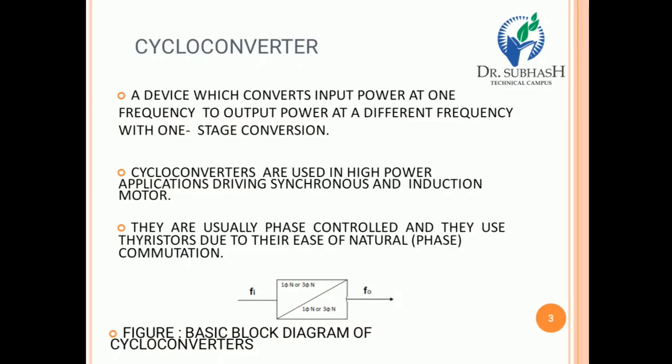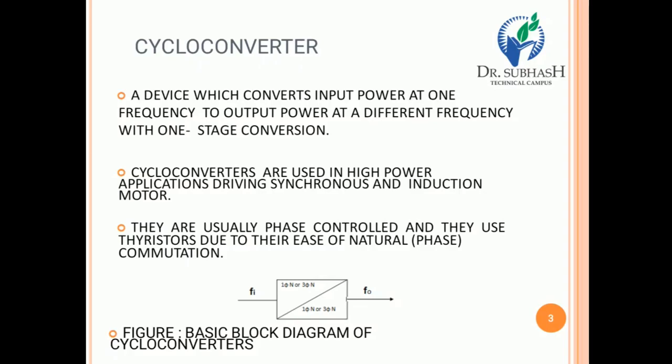Cycloconverters are used in higher power applications driving synchronous and induction motors. They are usually phase controlled and they use thyristors due to their ease of natural and phase commutation. So that is the basic block diagram of the cycloconverter.